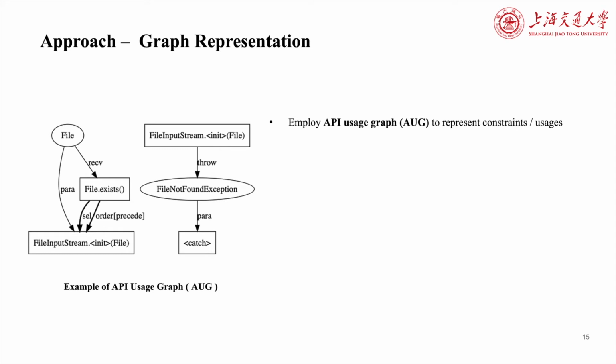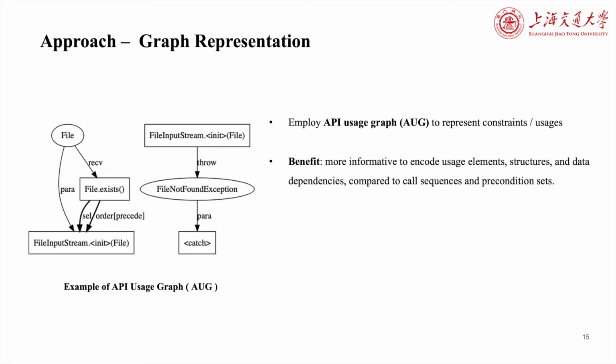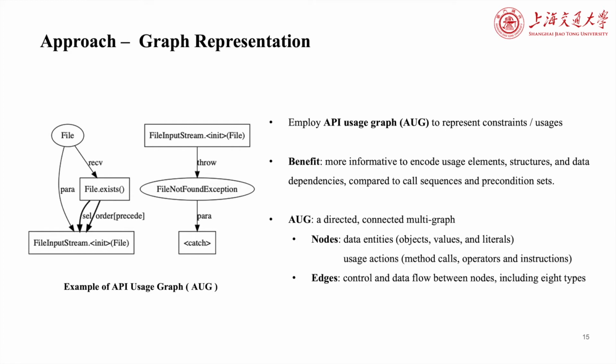First, we employ API usage graph to represent API constraints or API usages, because graphs are more informative to encode usage elements, structures, and data dependencies. In an AUG, nodes represent data entities and usage actions. Data entities contain objects, values, and literals. And usage actions contain method calls, operators, and instructions. Edges represent control and data flow between nodes, and are categorized into 8 types.